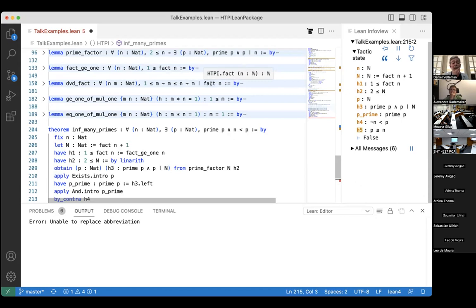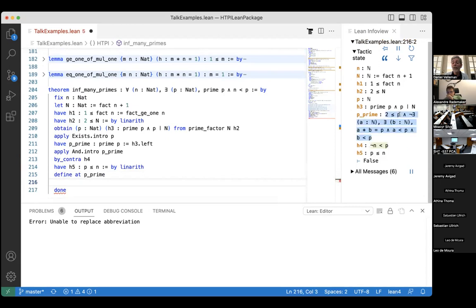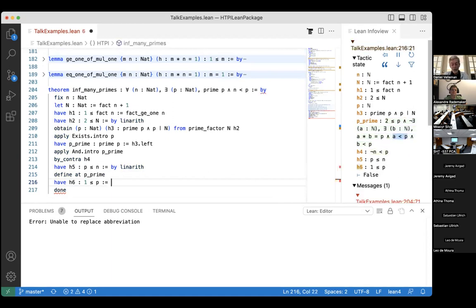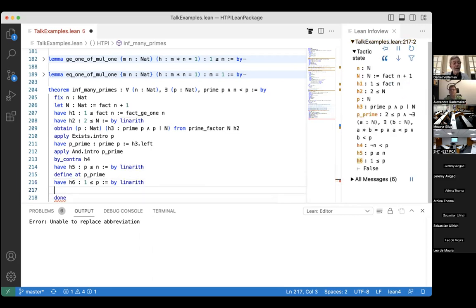Oh, I need to know that P is at least 1 if I'm going to apply this fact. Do I know that P is at least 1? Well, sure. If you write out the definition of P is prime, you see the very first thing is that P is at least 2. Well, if P is at least 2, it's certainly at least 1, but I better say so. But again, this is simple inequality reasoning that linarith can figure out.